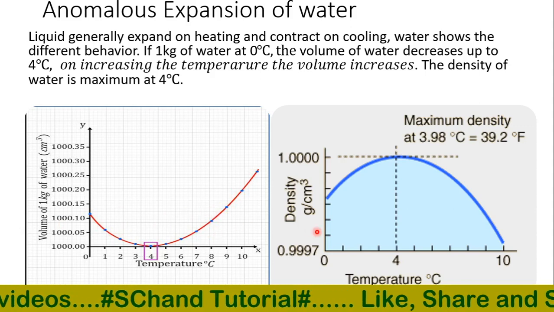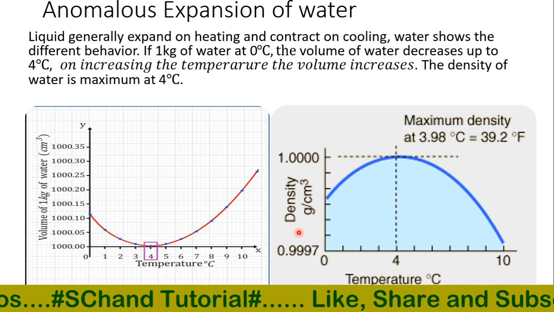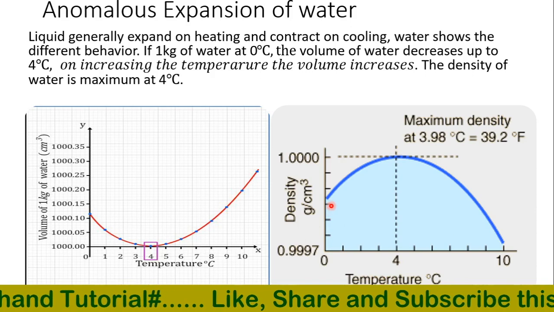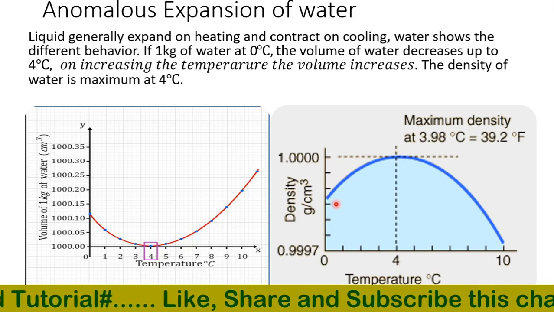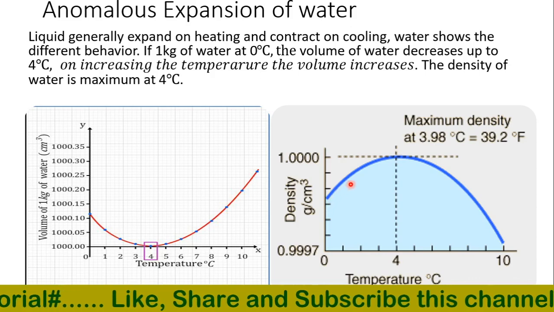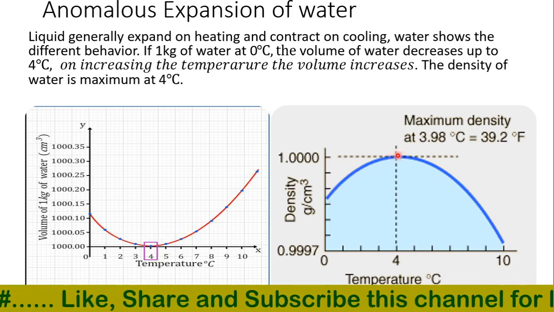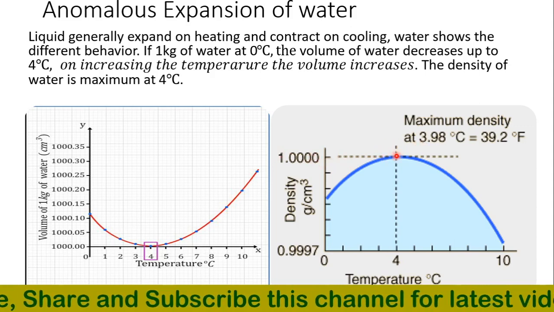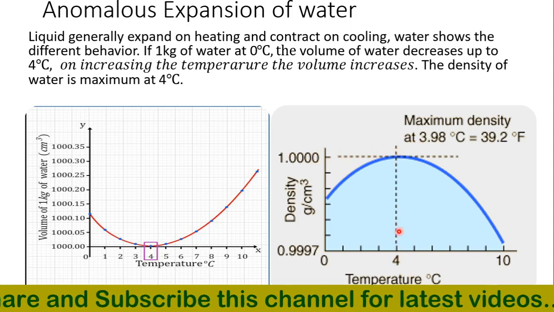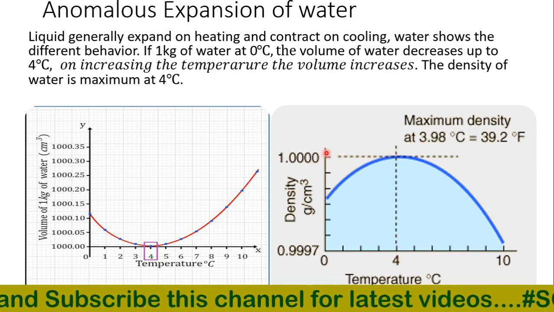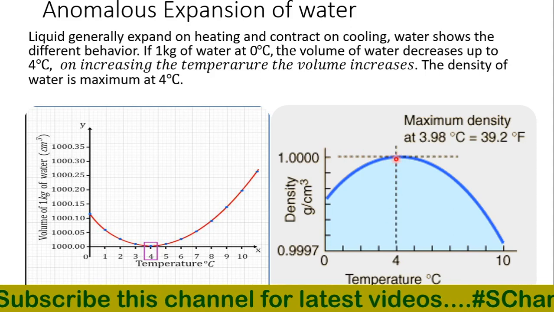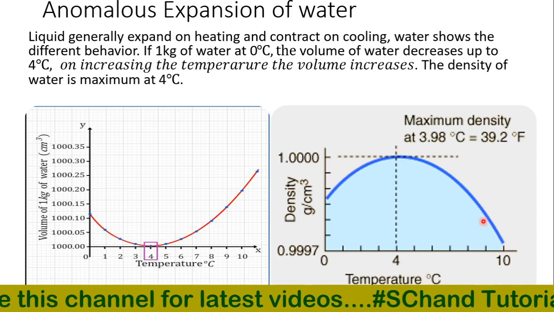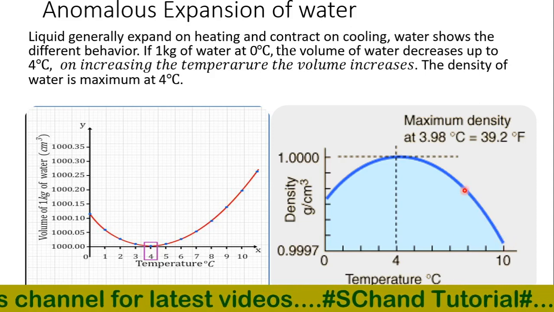So here you can see, if we plot the graph between density and temperature, then the graph will come out like this. Means if we heat from 0 to 4 degrees Celsius, its density starts increasing and it goes to a maximum of 1 gram per centimeter cube at 4 degrees Celsius. At 4 degrees Celsius, its density is 1 gram per centimeter cube, that is maximum, and then it starts decreasing with the rise in temperature.